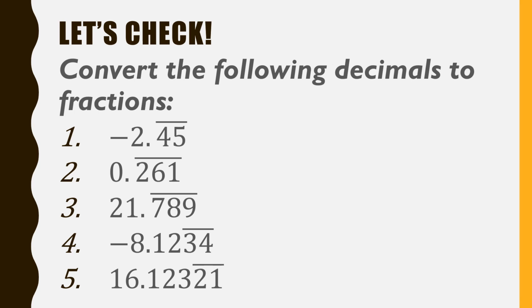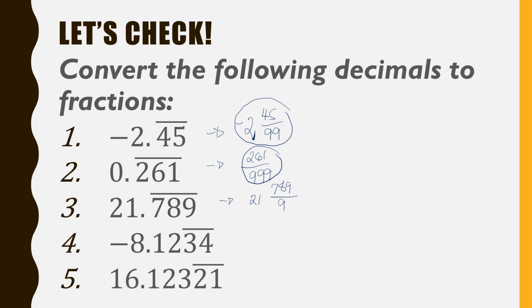So number 1, so we have negative 2 and then 45/99, since we have 2 repeating decimals. Number 2, we have 261/999, because there are 3 repeating decimals. Number 3, we have 21 and 789/999.